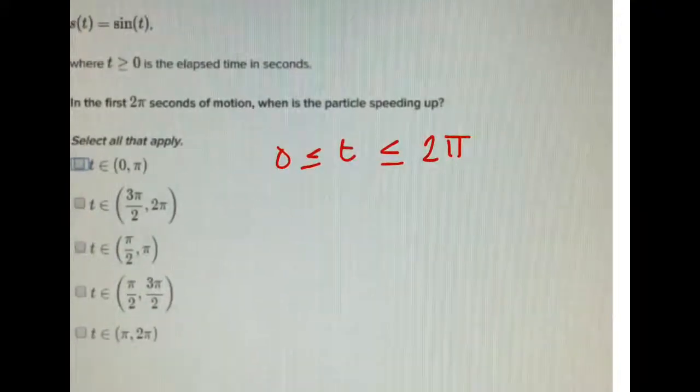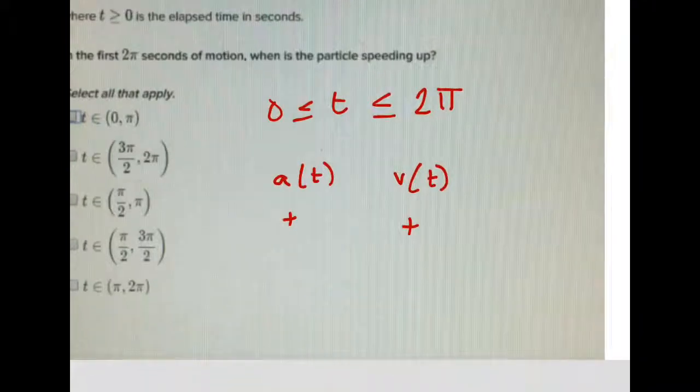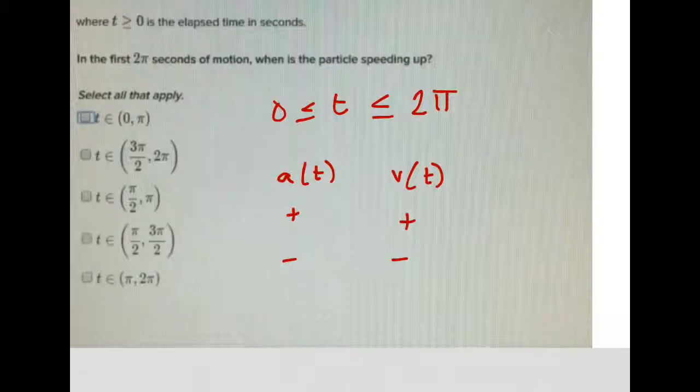Remember, speeding up means that either the acceleration is positive and the velocity is positive, right? That means speeding up, or they're both negative, and that means speeding up, because a negative times a negative is a positive. You can remember it that way.